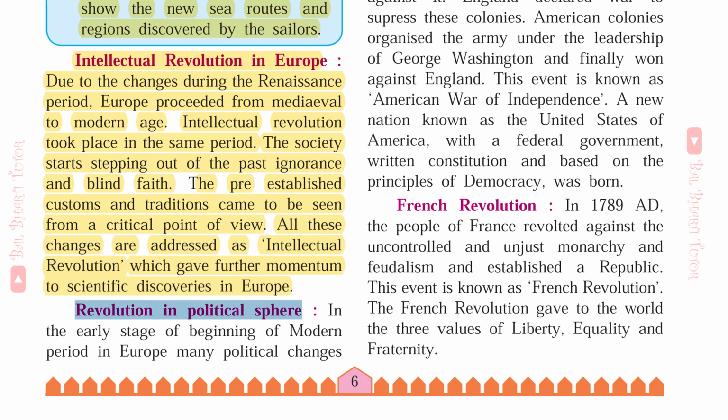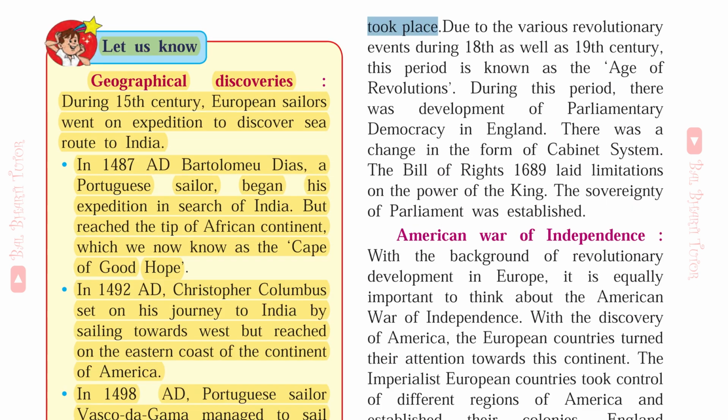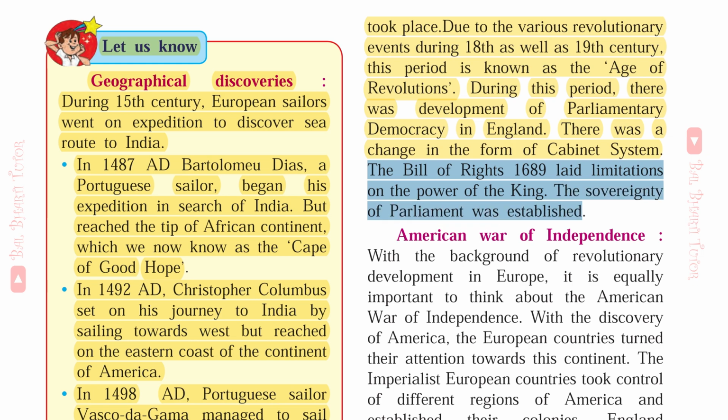Revolution in political sphere. In the early stage of beginning of modern period in Europe, many political changes took place. Due to the various revolutionary events during 18th as well as the 19th century, this period is known as the Age of Revolutions. During this period, there was development of parliamentary democracy in England. There was a change in the form of cabinet system. The Bill of Rights 1689 laid limitations on the power of the king. The sovereignty of parliament was established.